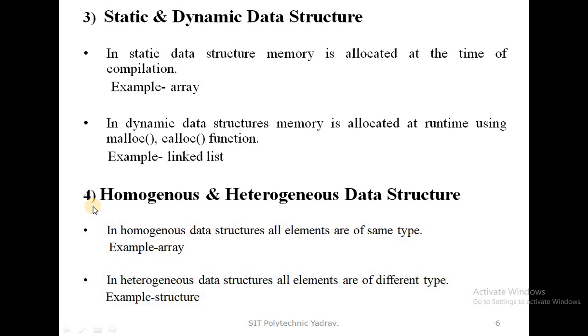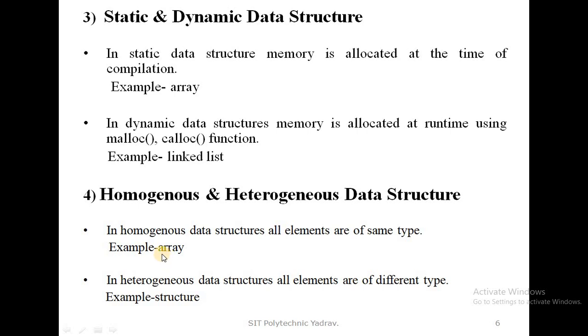Okay, next, fourth, homogeneous and heterogeneous data structures. In homogeneous data structures, all elements are of the same type. For example, an array. Homogeneous means that our elements are of the same type. We already know what is meant by an array. An array is a collection of the same data type. Means that in one array, all our elements are of the same data type.